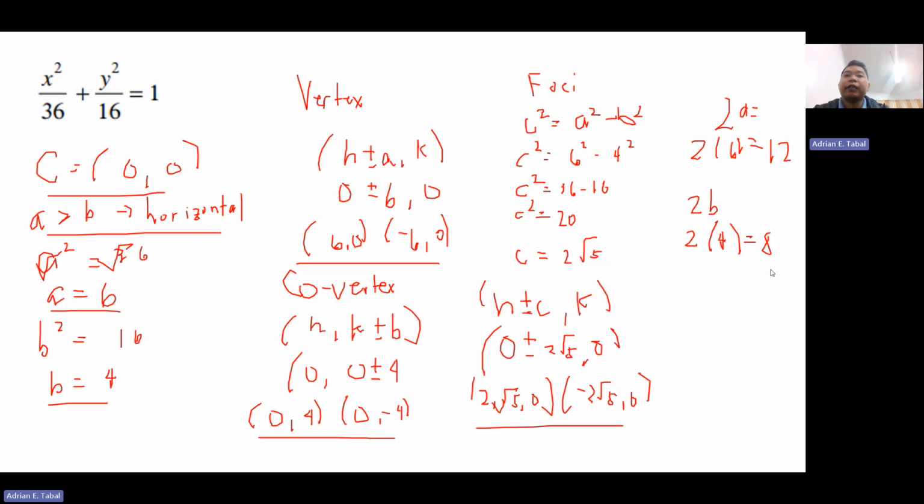So your foci will be on the x-axis, or on the major axis. Your foci will always follow the major axis.